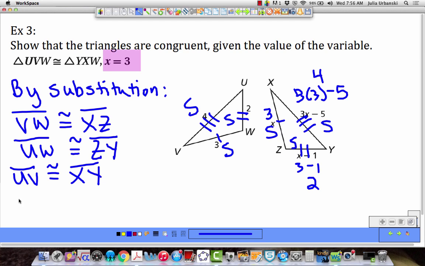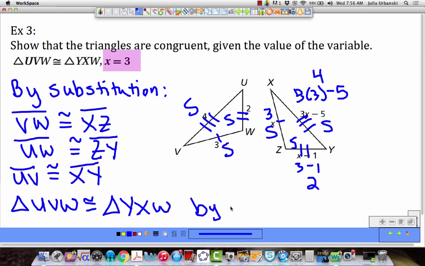And then you'll say triangle UVW is congruent to triangle YXW, for now they gave you the order of the letters. By what reason? Side, side, side.